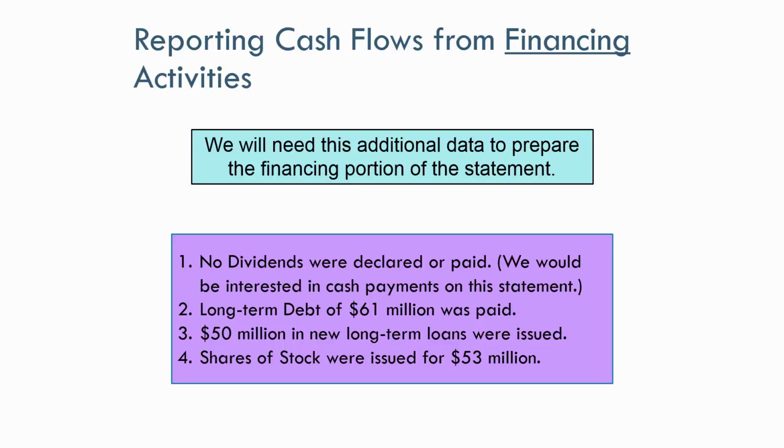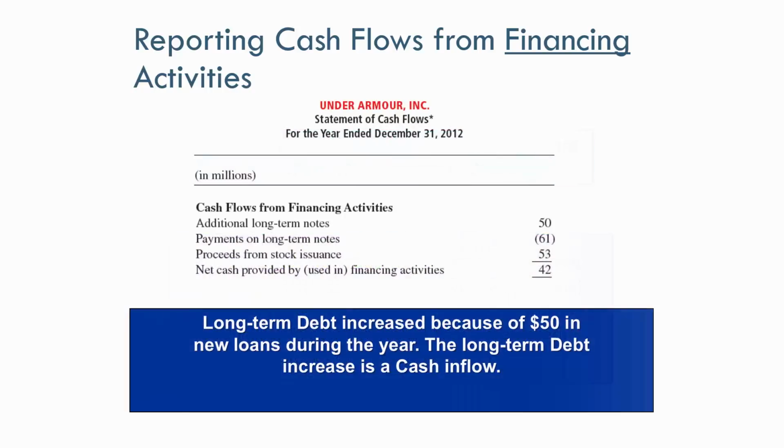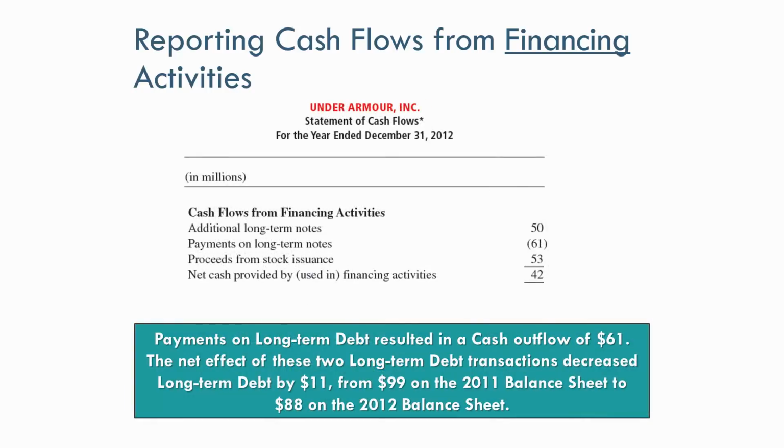Now we have some other information that is given to us. When we are given this information, this will help us create our financing section. No dividends declared or paid, so we don't have any cash payments to worry about, so no cash outflow in our financing for dividends. Long-term debt was paid, so that is going to be a use of cash. And we took out some more loans, which is $50 million. And then we issued stock, and issuing the stock is another source of cash for us. So these will all go into our financing section. We put those in, we total them up, and that gets our totals for this section.